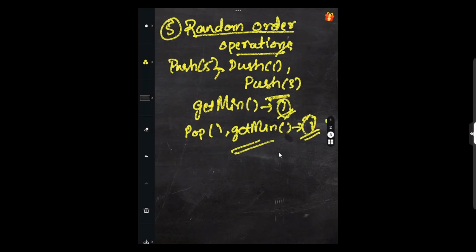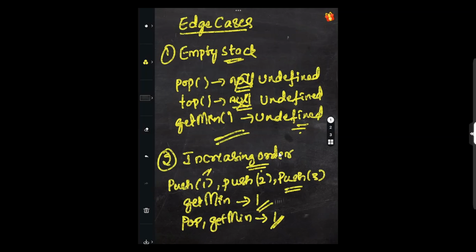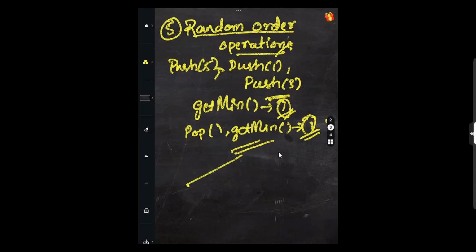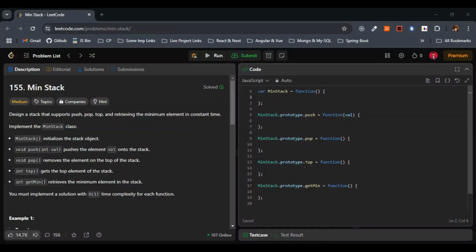So we have discussed the empty stack. We have discussed the increasing order. We have discussed all the elements being the same. And we have discussed the decreasing order of the elements, and the random order operations, right? I hope all the edge cases are clear. Let's start writing the code, and I'll explain the code while writing the code itself. So let's start writing the code here.